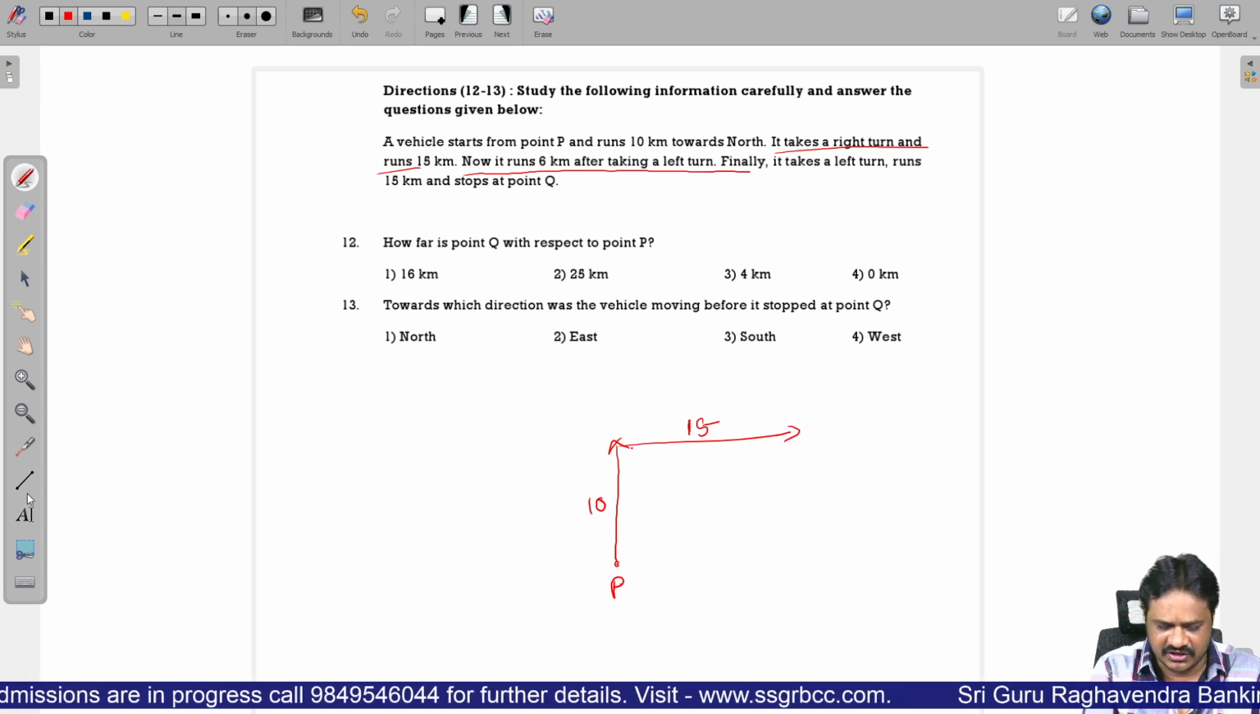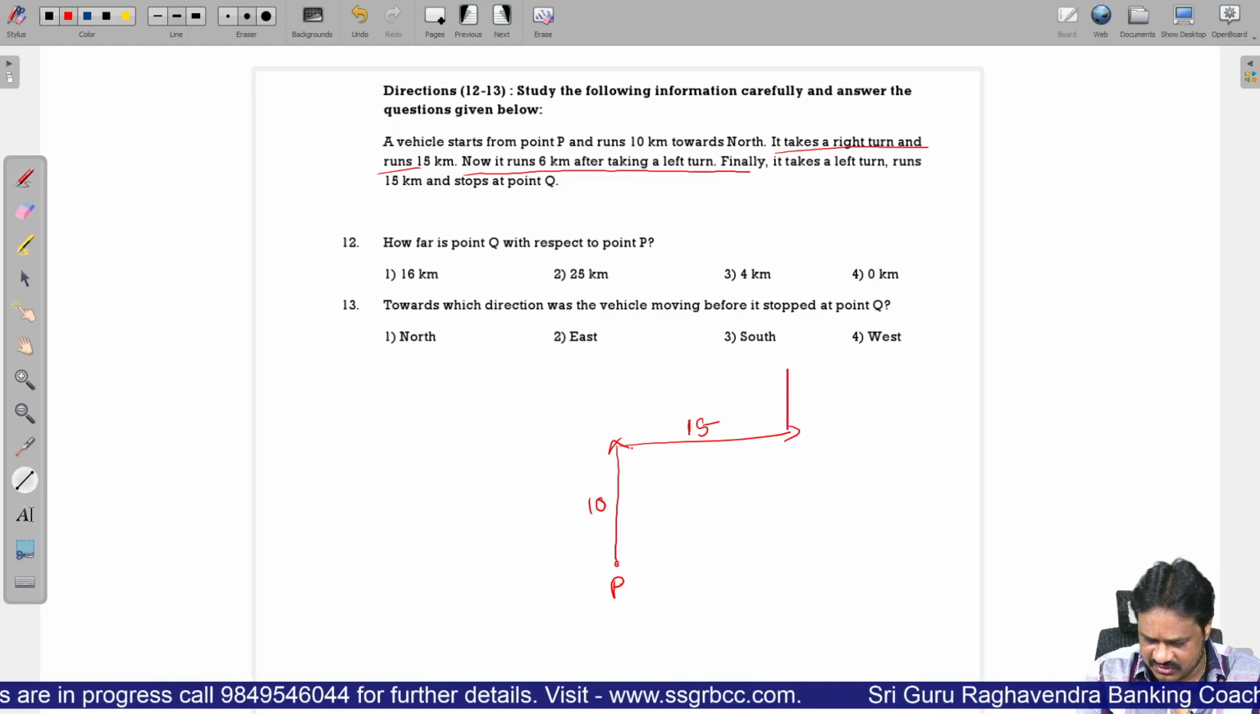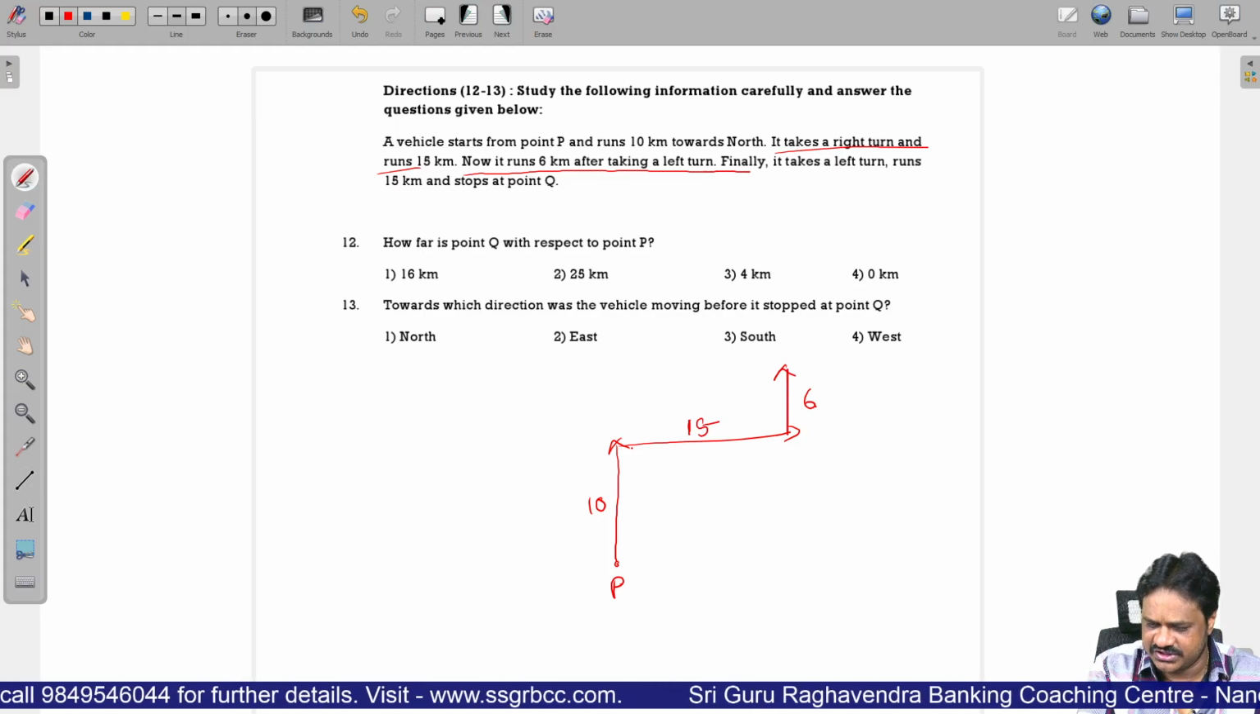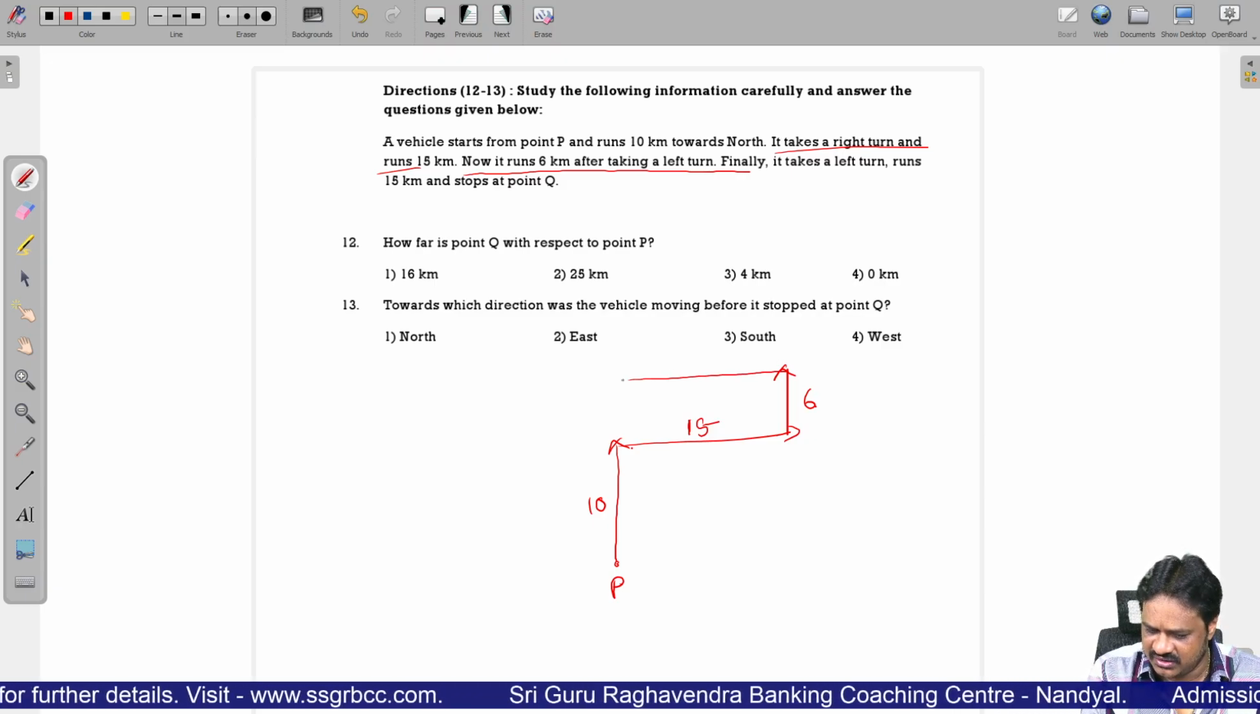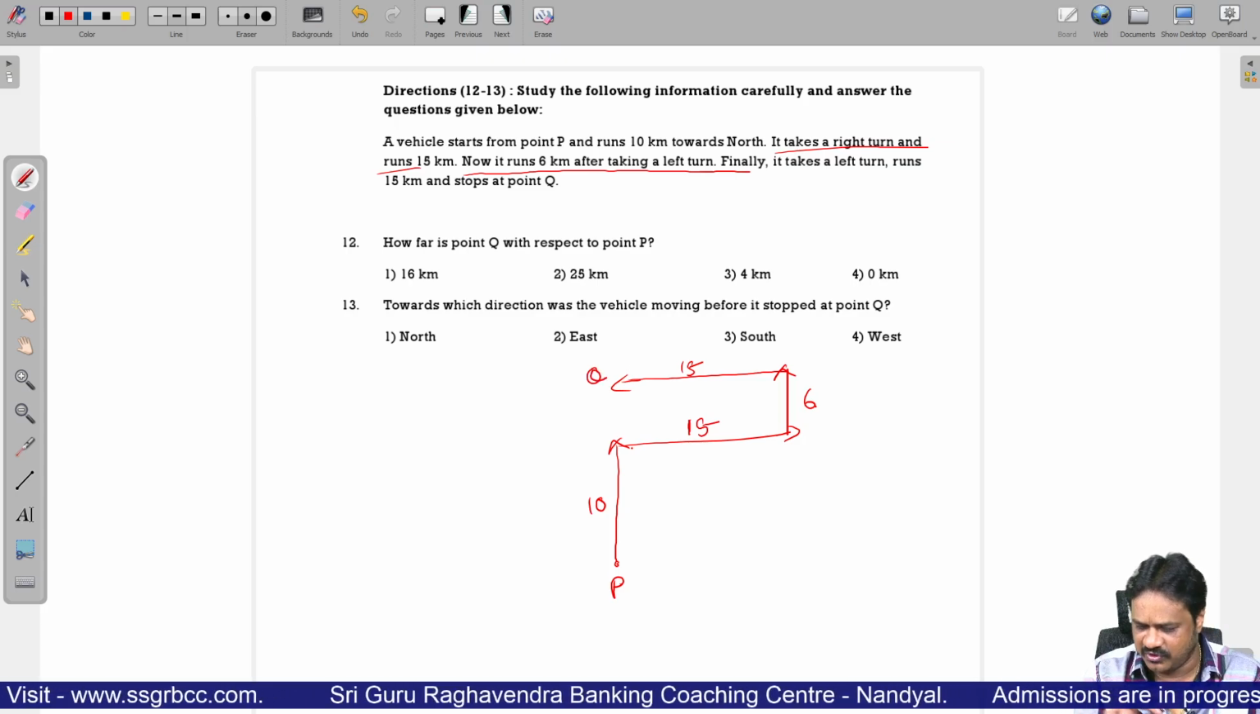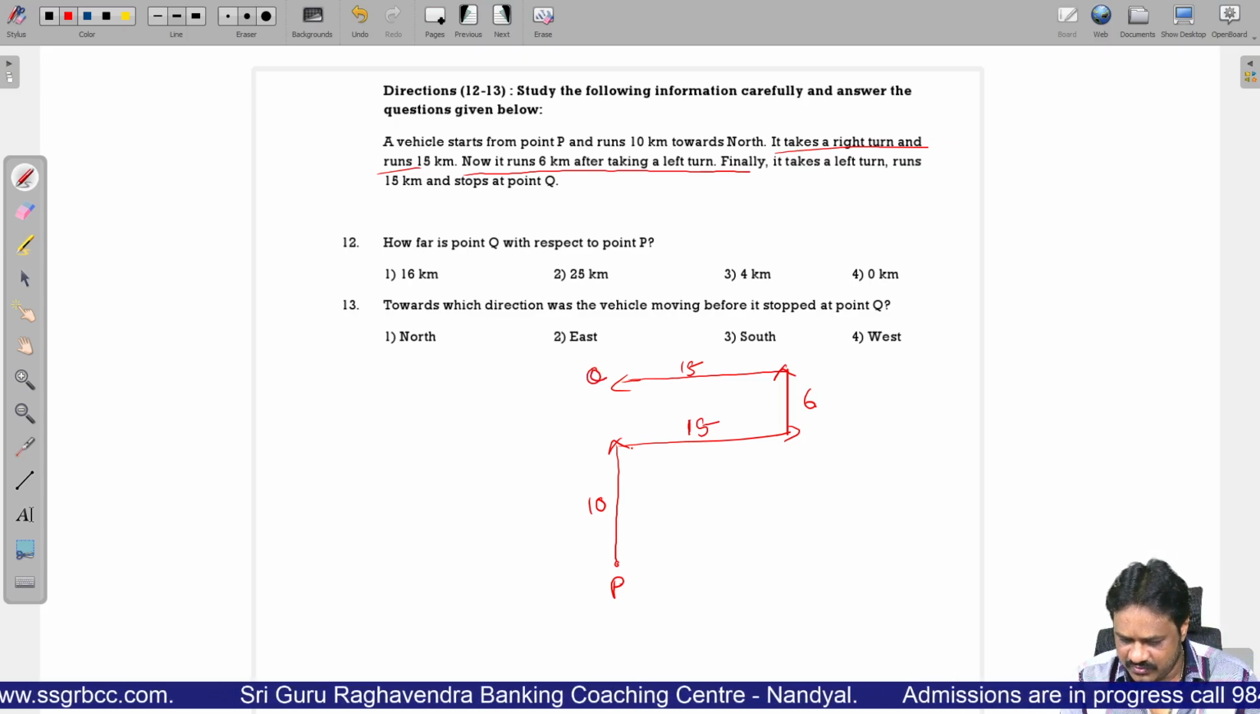So taking left means moving to the north and walks 6 kilometers. Finally it takes a left turn and walks 15 kilometers and stops at point Q. Now, how far is Q with respect to P?